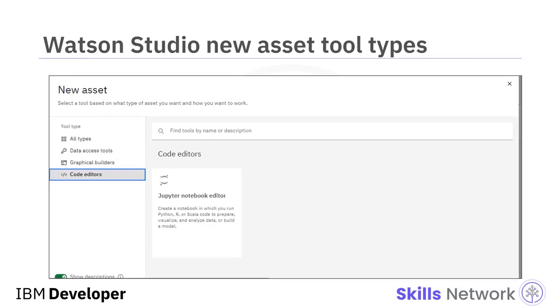The new asset tool type options also include code editors, which provides a Jupyter Notebook editor where you can analyze data or build models. A Jupyter Notebook is a web-based environment for interactive computing. You can use notebooks to run small pieces of code that process your data, and you can immediately view the results of your computation. Now, this Jupyter Notebook editor is largely used for interactive, exploratory data analysis programming and data visualization. You should use it if you are new to Jupyter Notebooks.